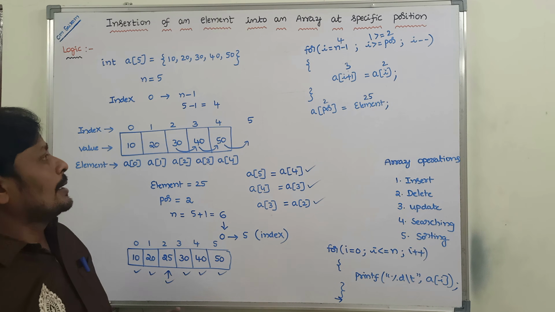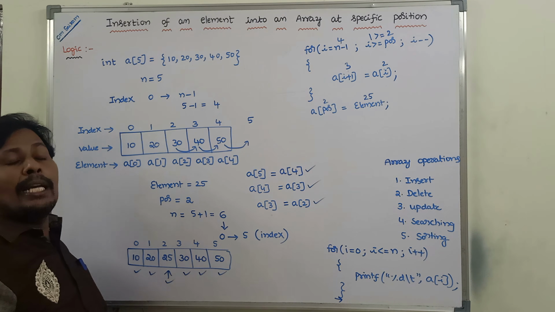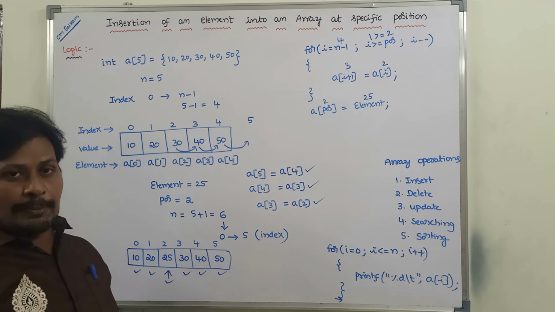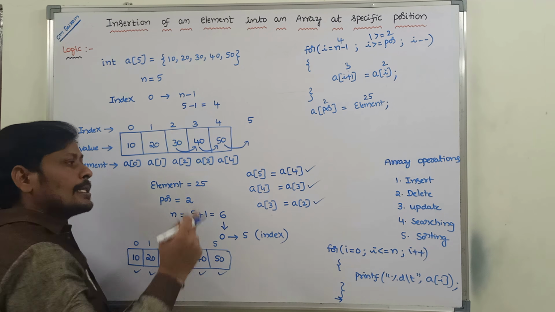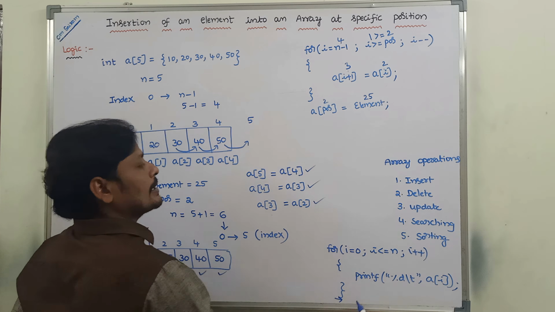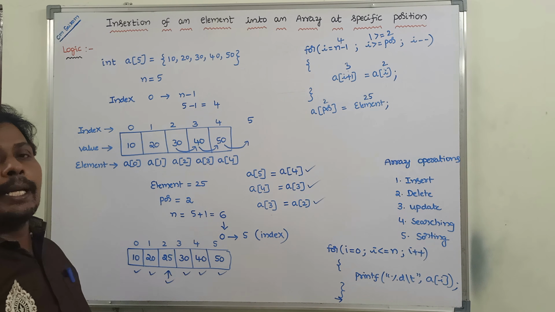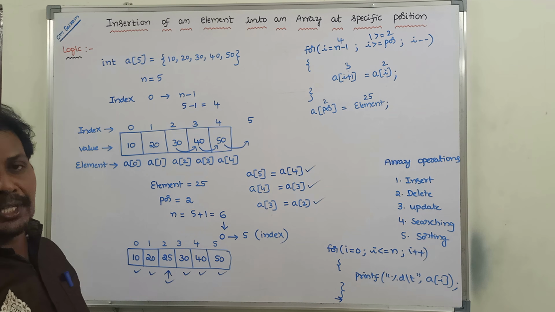So this is the logic we have to use for inserting an element into the array at a specific position. After inserting, this is how we print the elements of the array. This is the code we have to use. Now we can go for the implementation.